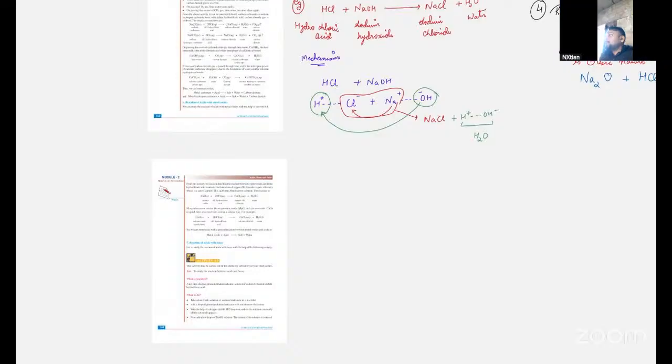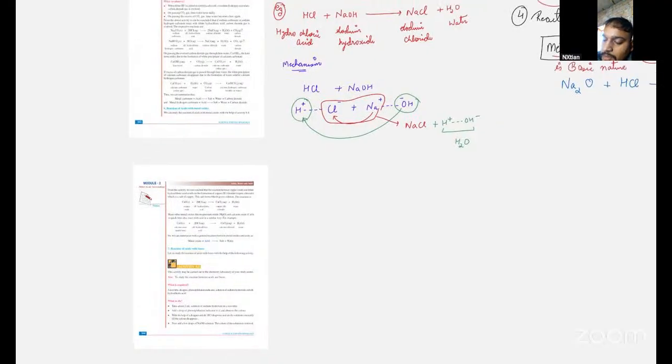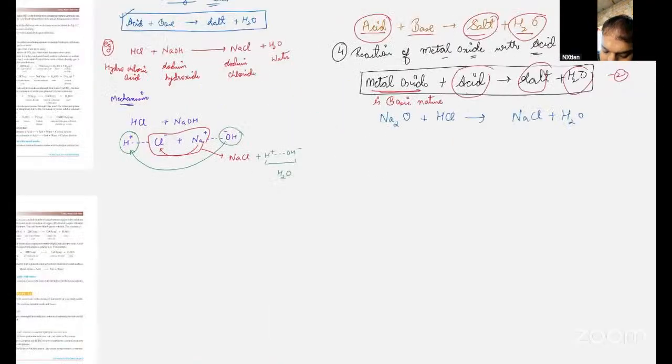We got that this is basic in nature. Metal oxide is basic in nature. So from that, we can conclude that metal oxides are basic in nature.